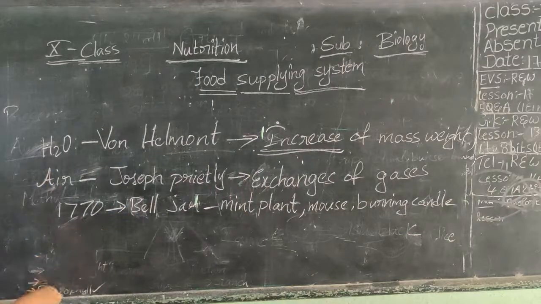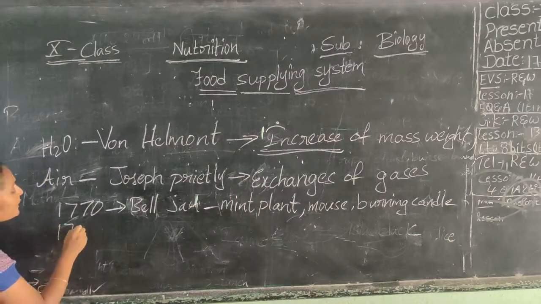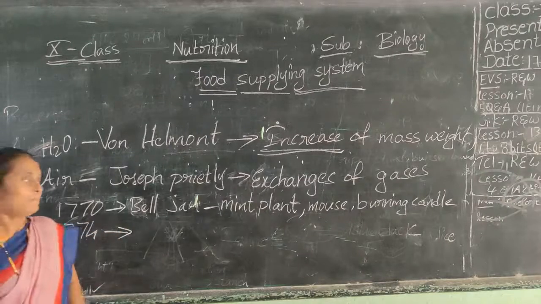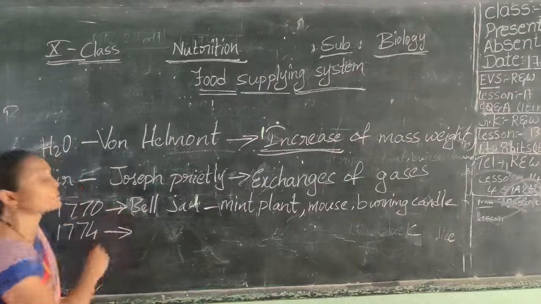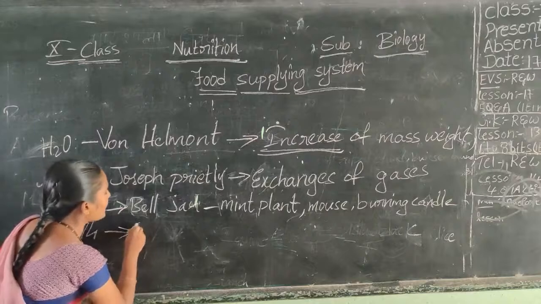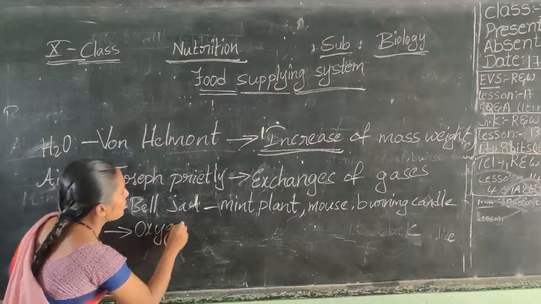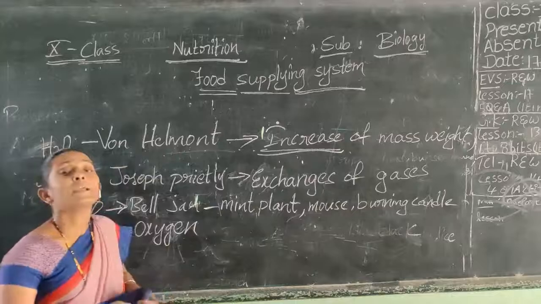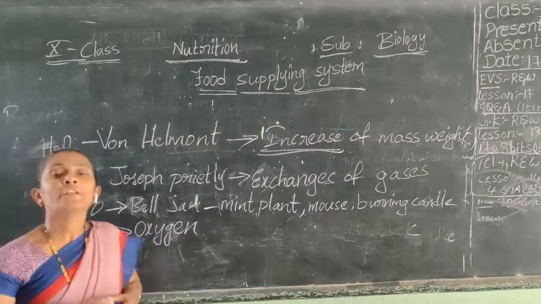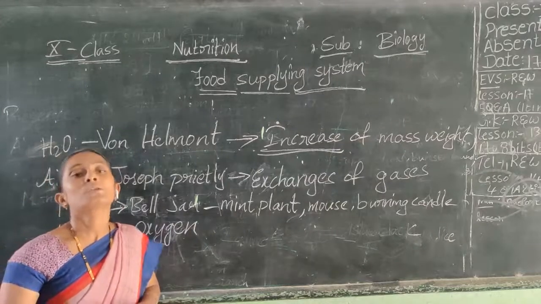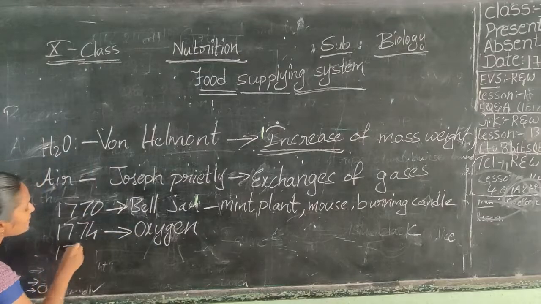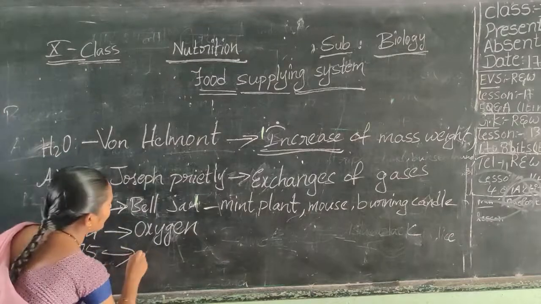Here he already observed that in the year 1774 he discovered a gas, that is oxygen. Oxygen was discovered by Joseph Priestley in the year 1774, but he did not coin the name for this gas. That was coined by the scientist Lavoisier in the year 1775. Lavoisier.